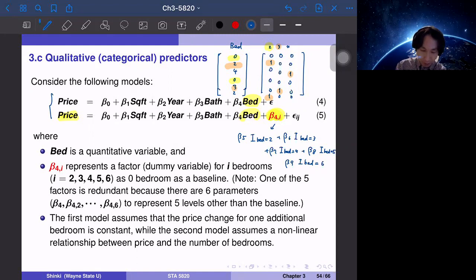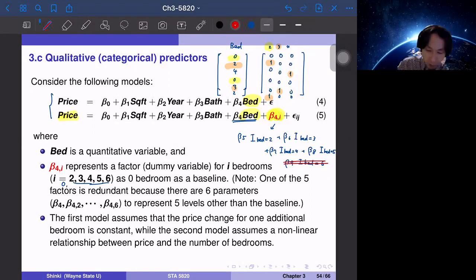Okay, so think about it. We have basically the 6 levels of the number of bedrooms: 0, 2, 3, 4, 5, 6. So except for the baseline, we have 5 variables. And we use 1 variable here, so actually we have only 4 additional variables. If we put 5, that is actually redundant. We have some linear relationship between beta 4 to beta 9. So we have to actually eliminate 1 variable. So maybe we should remove the last one.